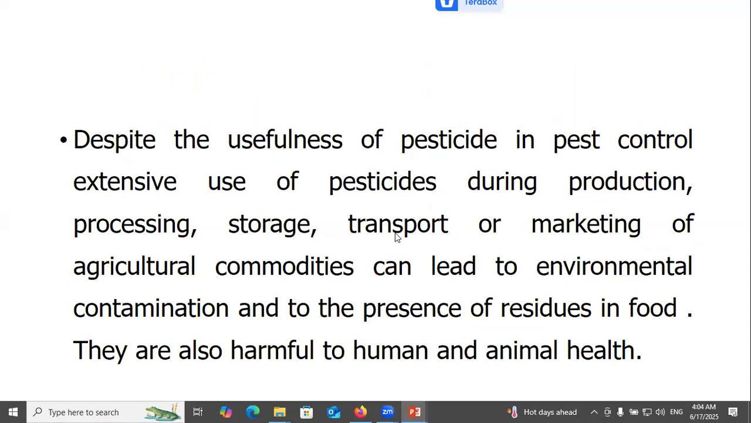Despite the usefulness of pesticides in pest control, extensive use of pesticides during the production, processing, storage, transport, or marketing of agricultural commodities can lead to environmental contamination and to the presence of residues in food. They are also harmful to human and animal health.